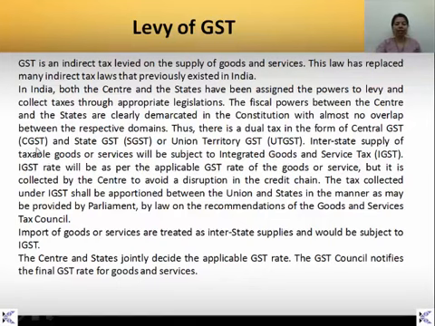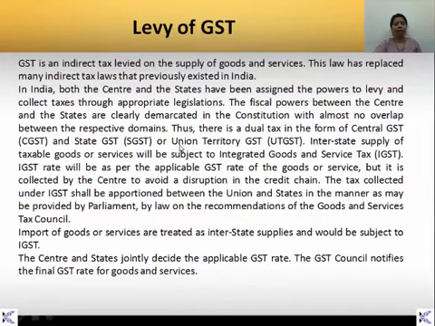So wherever we have to talk about central GST, we will be using the term CGST. And when it is for the state GST, we are going to use the term SGST. And if it is a union territory, it will be UTGST. So these three terms we have to keep in mind, that is CGST, SGST and UTGST. This is for the intra-state supply.